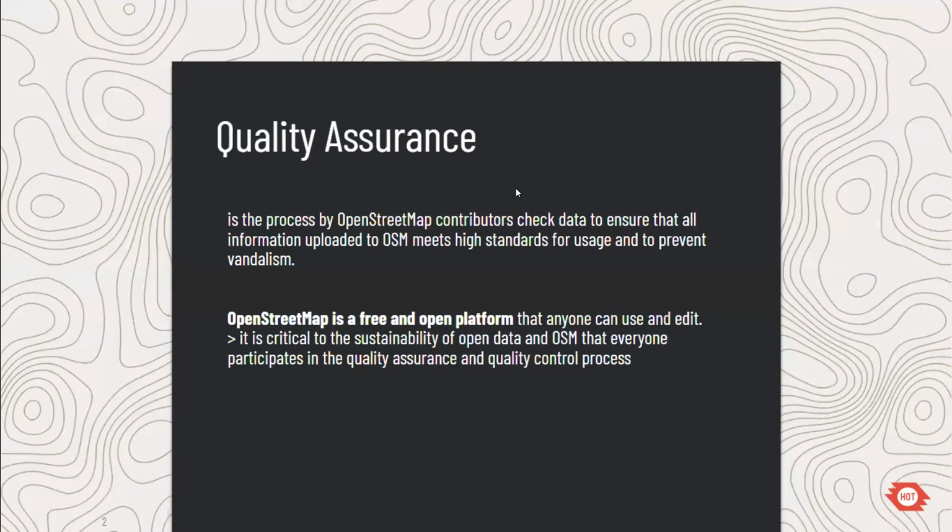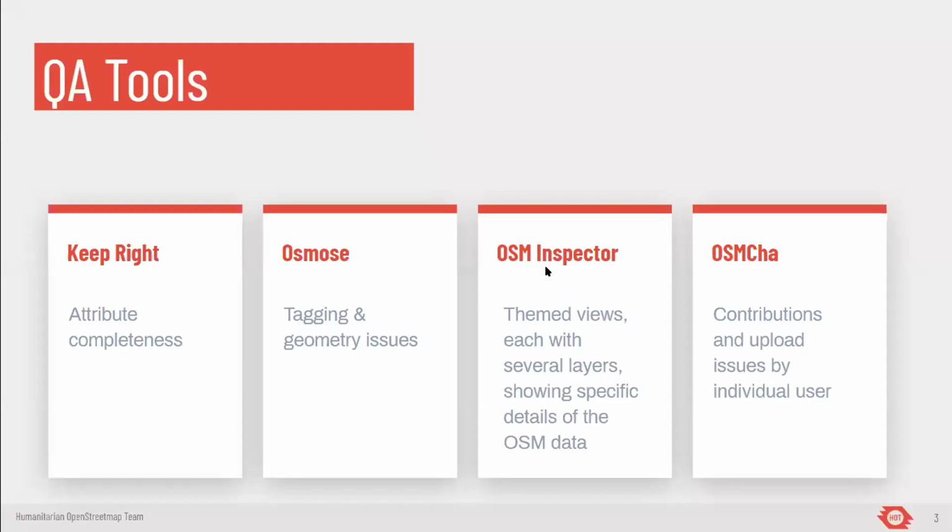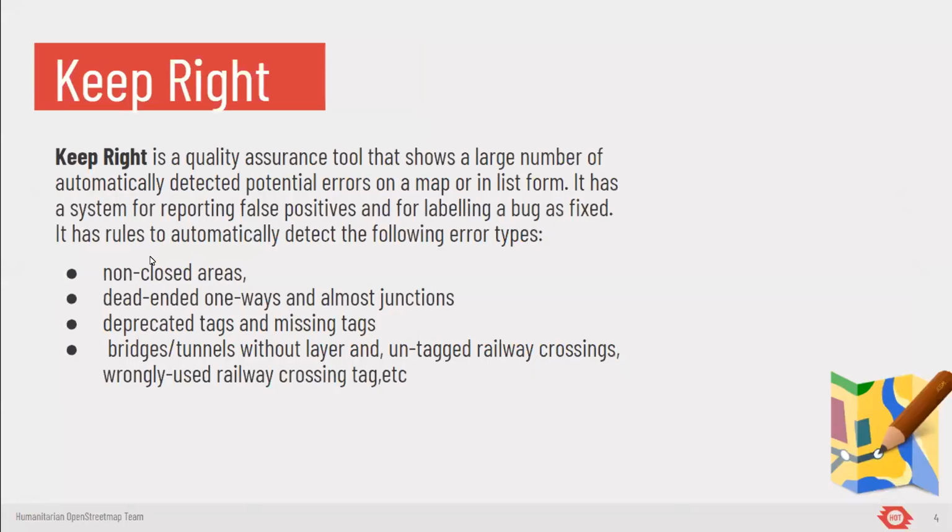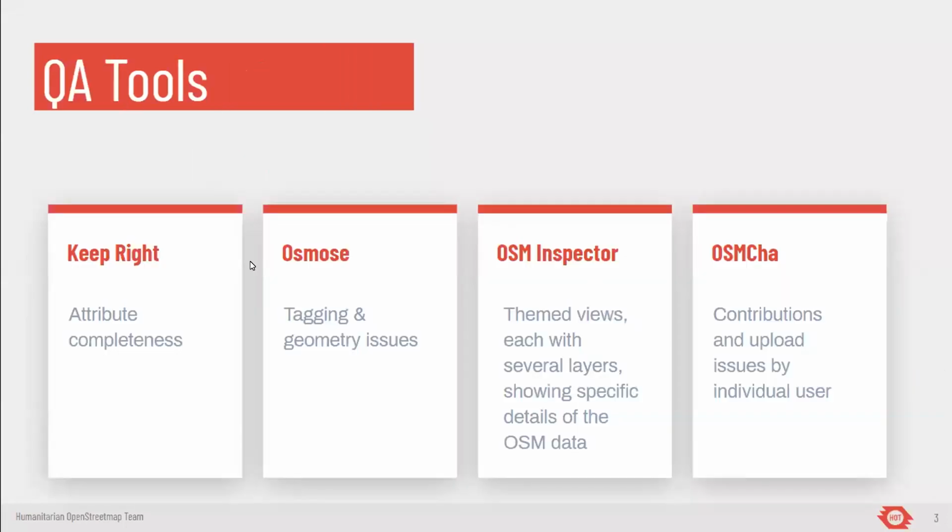And as you all know, OpenStreetMap is free to everyone and it's an open platform. So it is the responsibility of everyone contributing to OSM to ensure data is clean and of good quality. So we have three data quality assurance tools that we're going to talk about today.